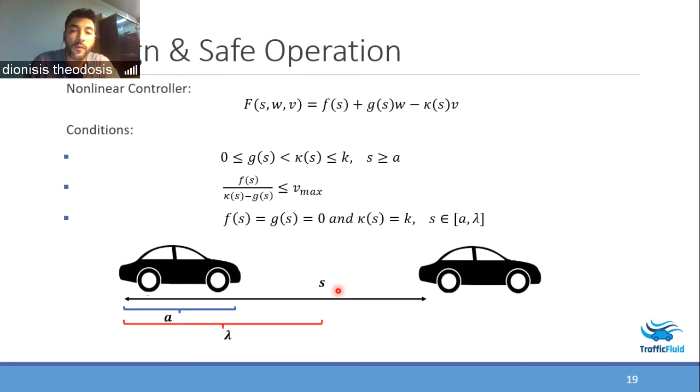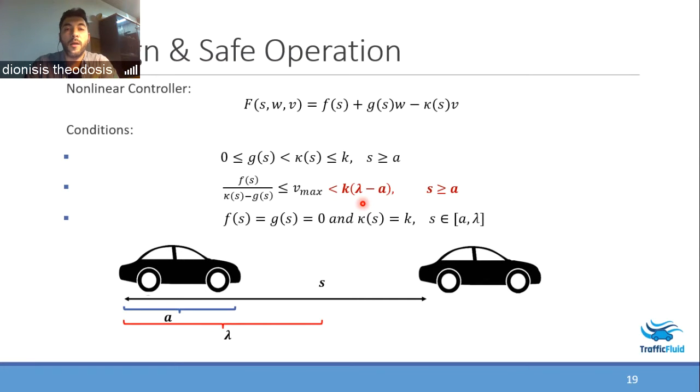Of course, this braking distance is not arbitrary and depends on the technical characteristics of the vehicle, because moreover, we want this inequality to hold. This means that if the braking capabilities of the vehicle are strong, if this constant k is large, then the braking distance can be small. If this constant k is small, then the distance between vehicles, the braking distance, should be much larger.